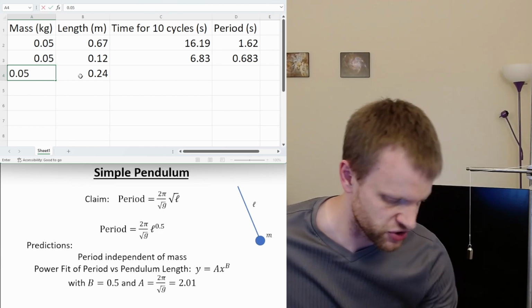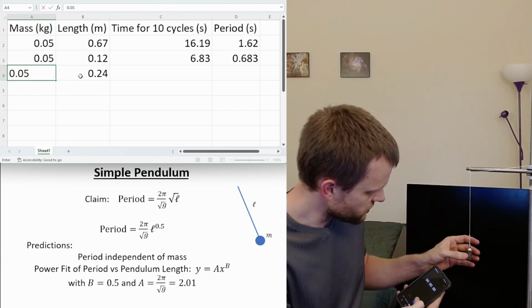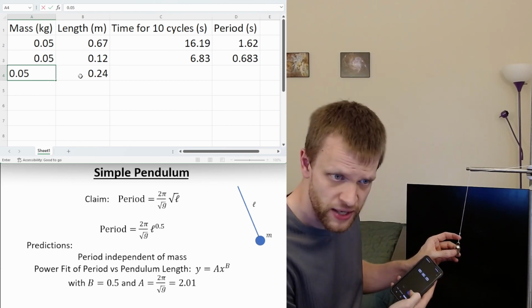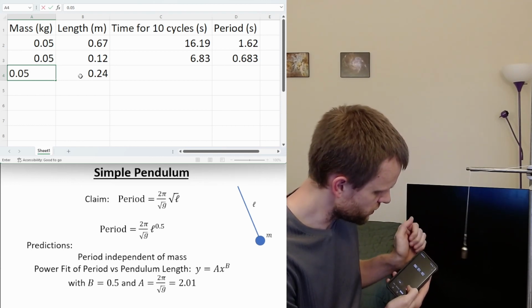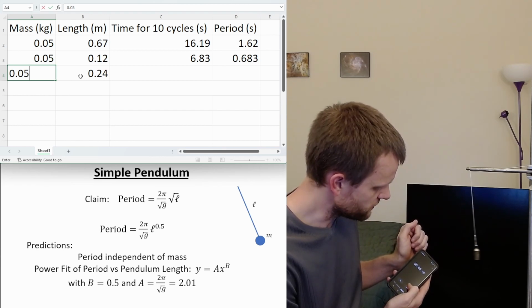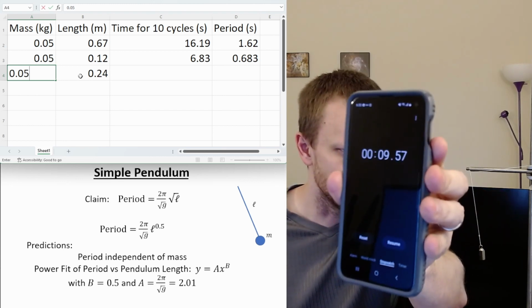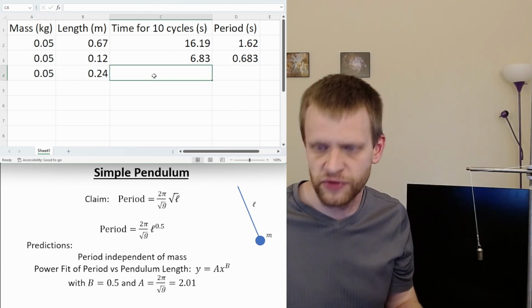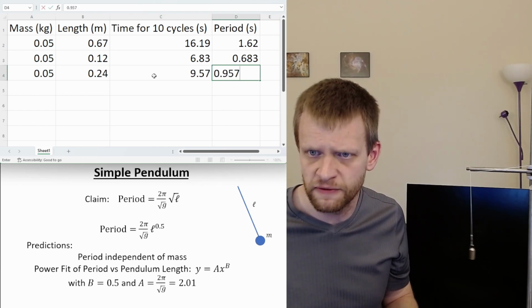And let's measure the motion. So same setup as last time, move it to the side, and we're going to start the timer in 3, 2, 1, start. 1, 2, 3, 4, 5, 6, 7, 8, 9, stop. Okay, I got 9.57 seconds for that. So the period would be 0.957.